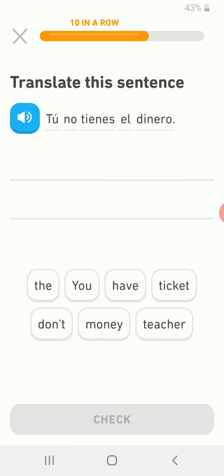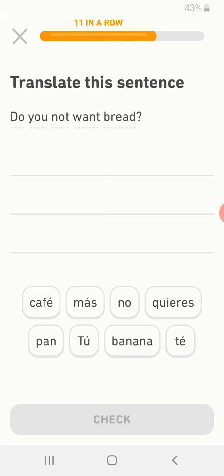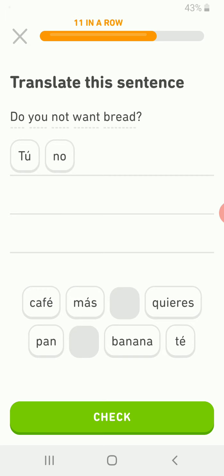And tú no tienes el dinero. You don't have the money. So, do you not want bread? This is a little bit strange. Don't you want bread? Or something like this. This is very strange as a question, sorry. But to know. No. ¿Tú no quieres pan?